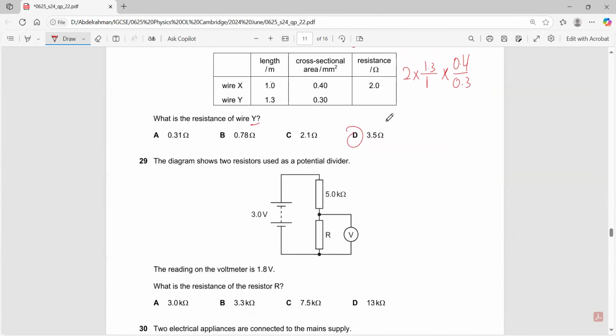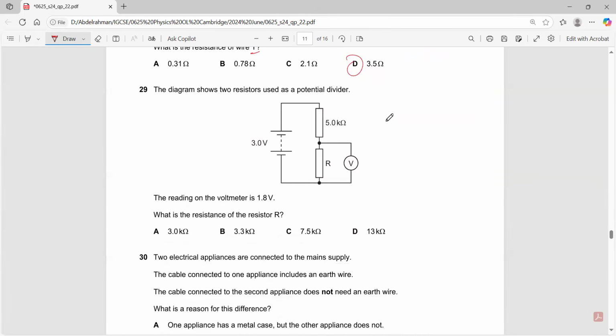Diagram shows 2 resistors used as a potential divider. The reading on the voltmeter is 1.8 volts. What is the resistance of resistor R? So if the potential difference is 1.8 volts, can I find the potential difference across the 5 kilo ohm resistor? Yes, it would be 3 minus 1.8, right?